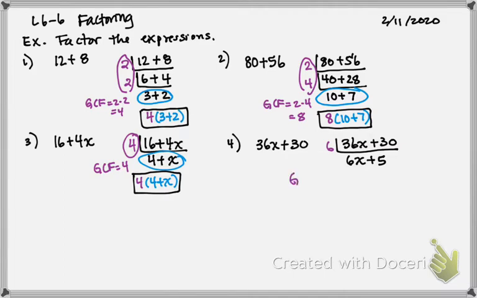That's crazy. Okay, so GCF is 6. And we're going to have 6 times the quantity, this guy right here, 6x plus 5. Sorry for that very unprofessional interruption, and our answer is 6 times the quantity, 6x plus 5.